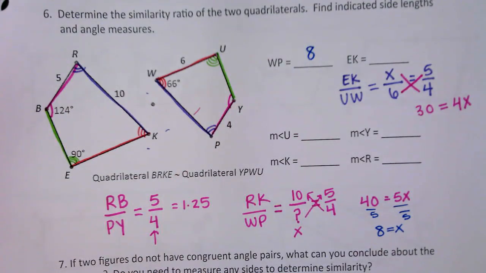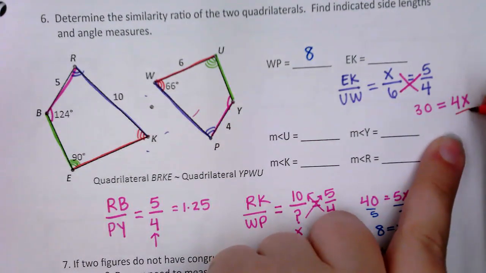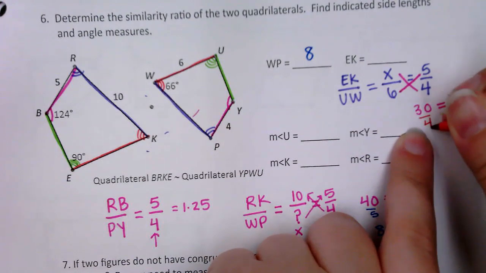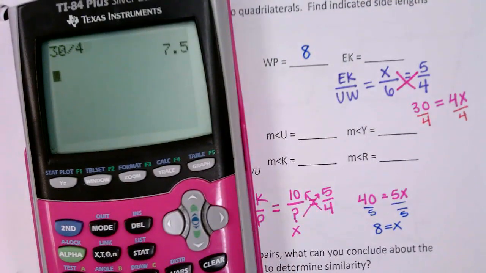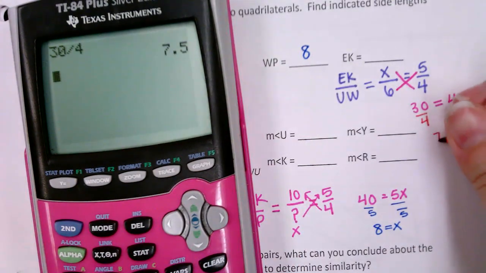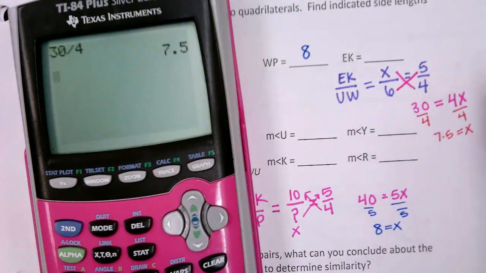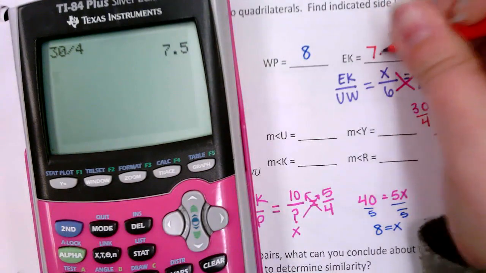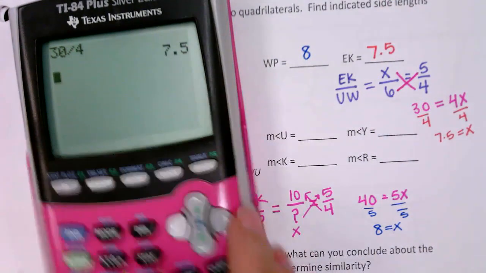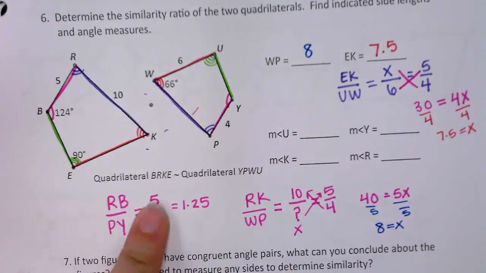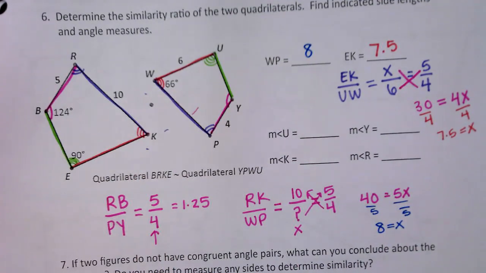And so now we're just going to solve for X. To solve this, I would divide both sides by 4. You can use your calculator for that. 30 divided by 4 is 7.5. So for this one, we know EK, the distance, must be 7.5. So we're using this ratio to solve for the missing side.